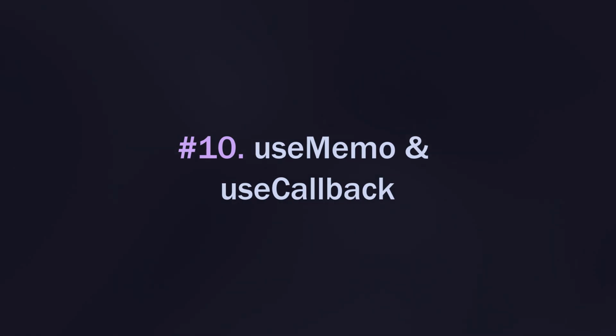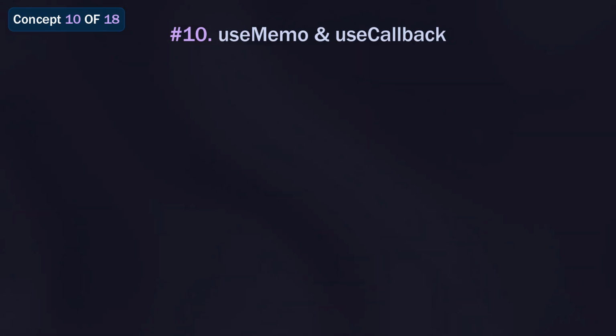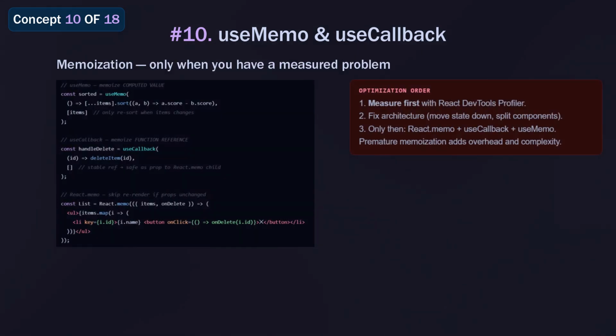useMemo and useCallback. Both hooks are about memoization, caching a value so it's only recomputed when its dependencies change. useMemo memoizes the result of a computation. Use it when you have an expensive calculation, filtering or sorting a large dataset, running complex derived logic, and you don't want it running on every render. useCallback memoizes a function reference. In JavaScript, a new function object is created on every render. If you pass that function as a prop to a memoized child component, React.memo sees a new reference and re-renders anyway. useCallback gives you a stable reference across renders.